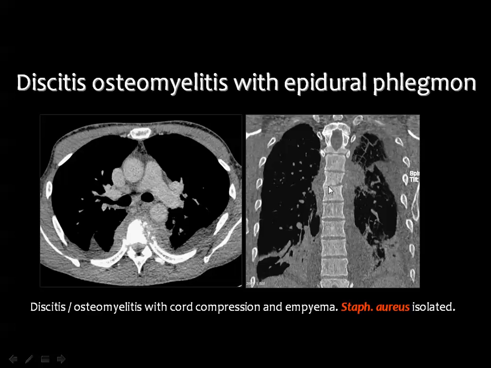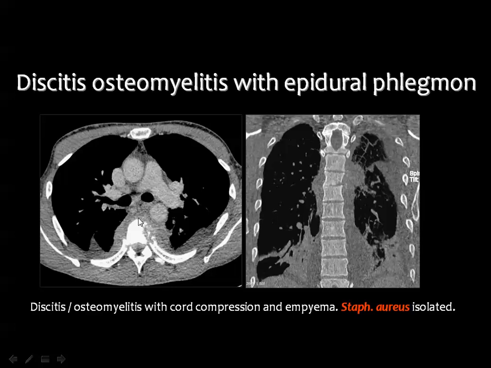And the discitis and the osteomyelitis, as you can see here in this upper dorsal region, you can compare this level with the level below or above. Here you can see the vertebral end plate, which is intact, and the disc space is well preserved. But here there is erosion of the vertebral end plate and marked narrowing of the disc space associated with a significant amount of paravertebral inflammatory granulation tissue.